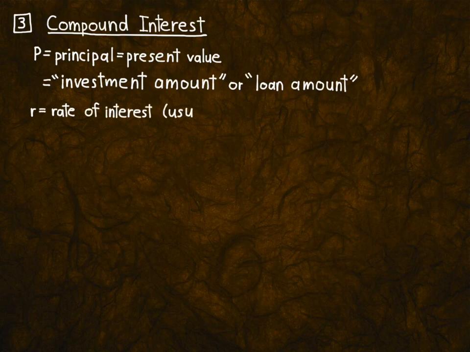R is the rate of interest, and it's usually given as an annual rate, although you have to be careful. If it's not annual, it'll say specifically what it is. If people are kind of sloppy and they don't say annually or yearly, which means the same thing, if they don't say anything about what the rate is, then the default is annually. If it's per month, then they have to say per month. And per day, they'd have to say per day.